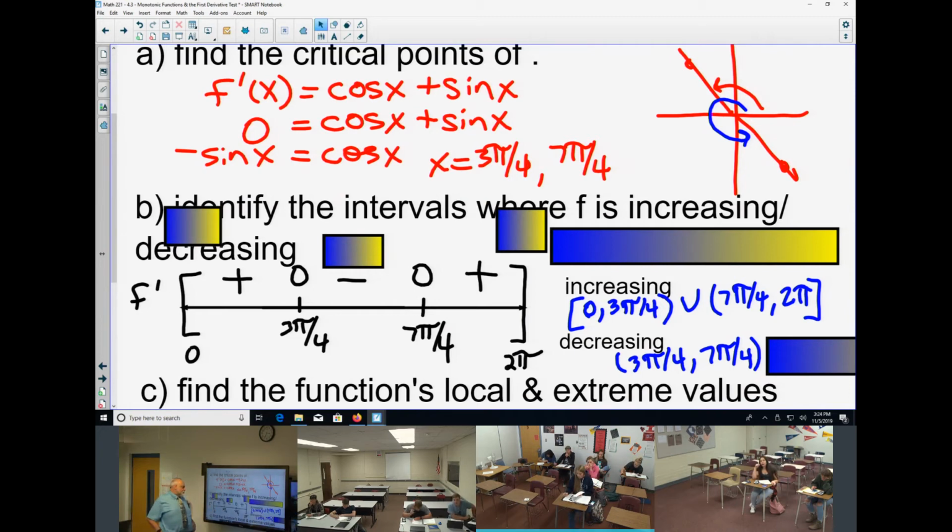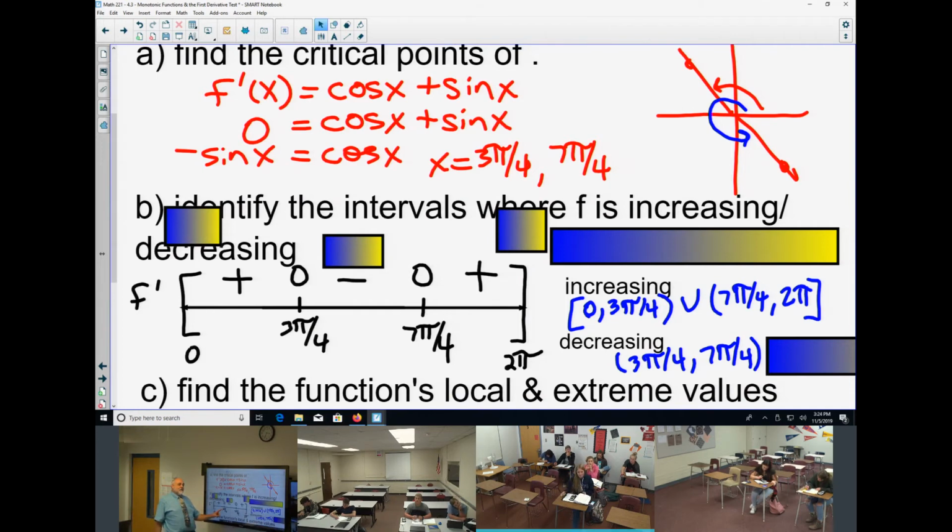There are 2 local maximums and 2 local minimums. All right, so where is the first one? The first one is from 0 to 3 pi over 4. Now, the local maximums are at a point, not an interval. It's at 3 pi over 4. And so 3 pi fourths, is it a maximum or a minimum?